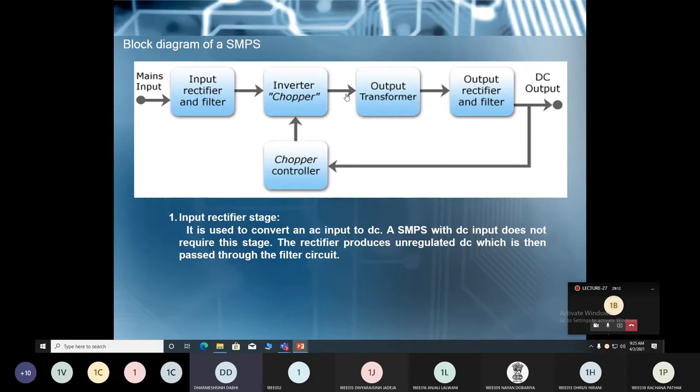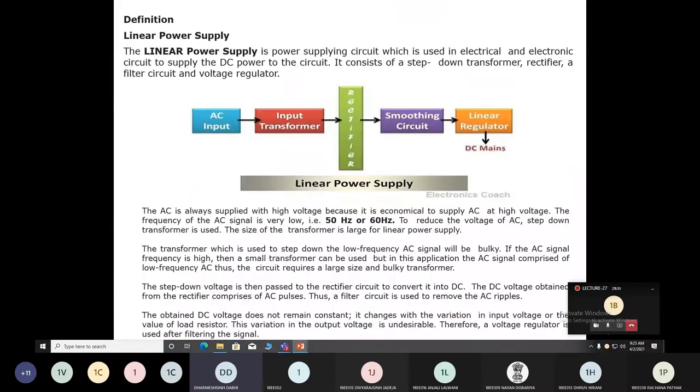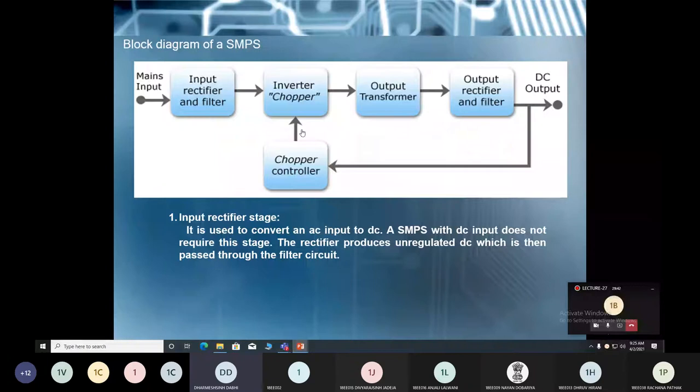You require the special type of transformer, which we call a ferrite core transformer, because in that type of transformer we use ferrite material as the core material. Ferrite core provides less hysteresis and eddy current losses at a high frequency. Clear? And the size of this ferrite core transformer is less as compared to normal transformers. So for high frequency applications, we use the ferrite core transformer, whereas in the linear power supply we use the normal transformer. That is the main difference between linear power supply and SMPS.